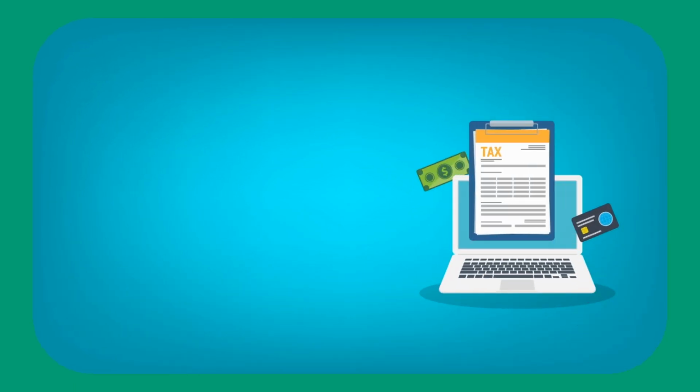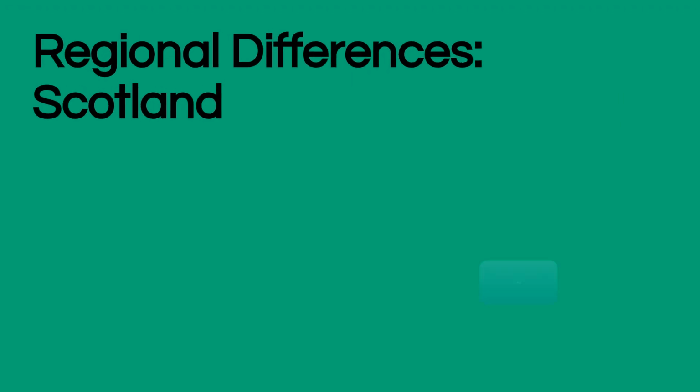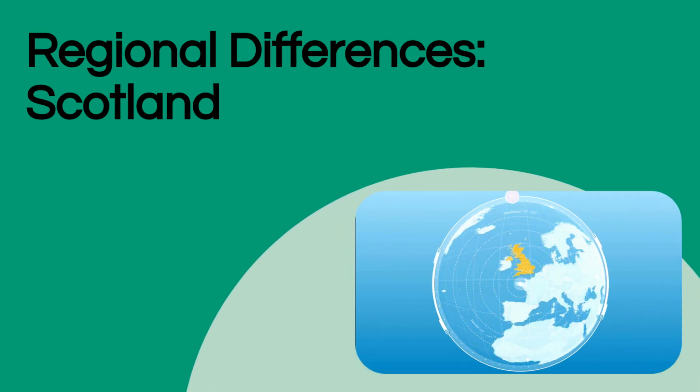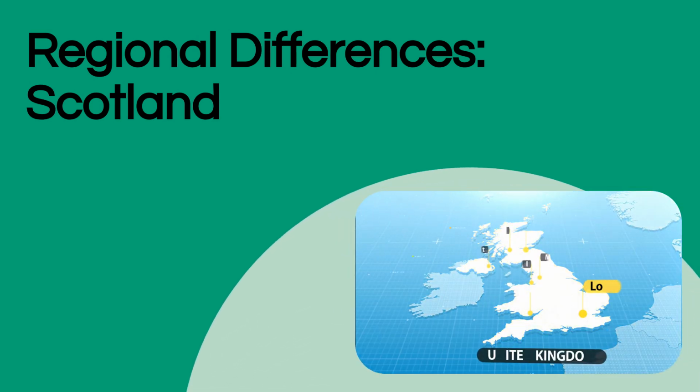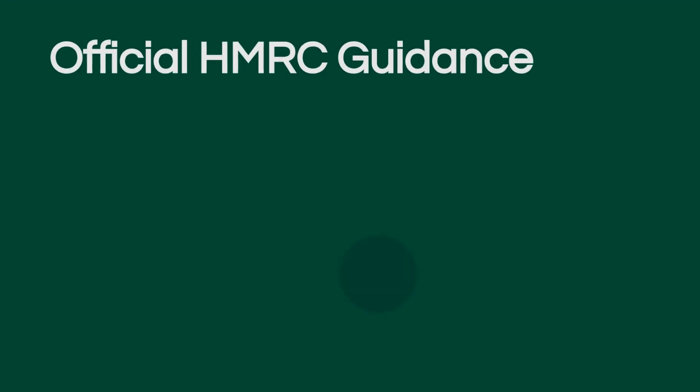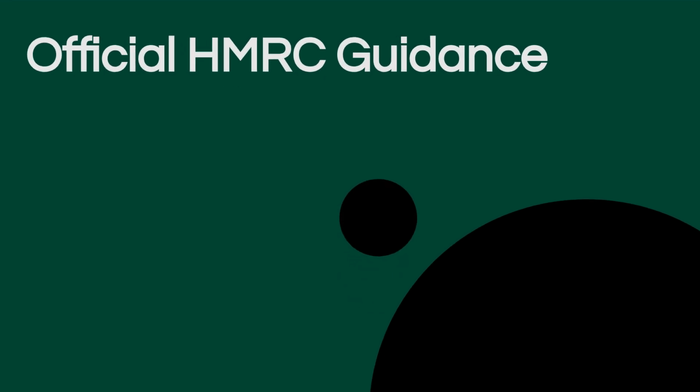Changes to your employment or personal life can fluctuate your personal allowance eligibility. Note that Scotland operates with different income tax bands for employment income compared to the rest of the UK. Always refer to the official HMRC website for the most accurate and current information regarding your tax obligations.